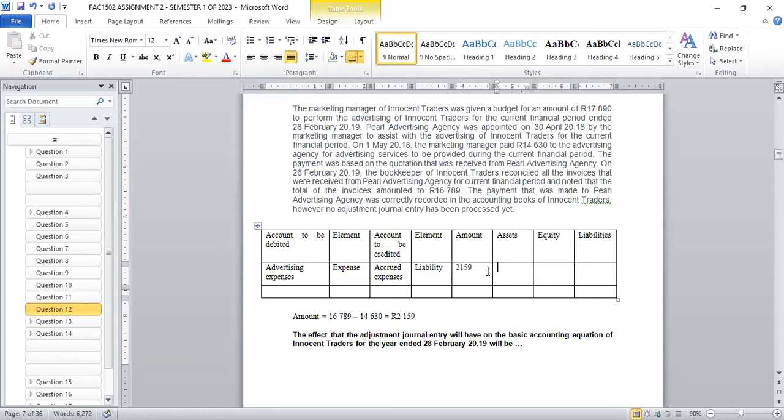Our assets will have no effect. They are not affected. Our equity will decrease. Our liabilities are also increasing because we're recording the amount that we owe for advertising. So this is how you would answer it.